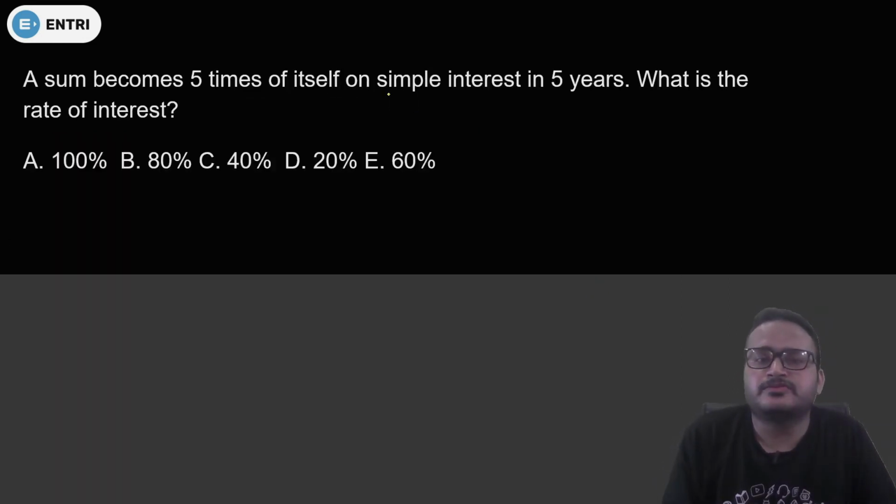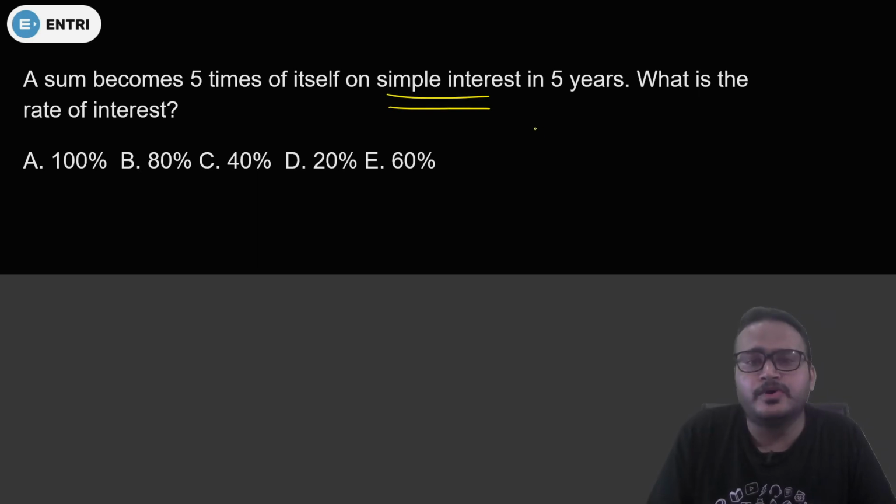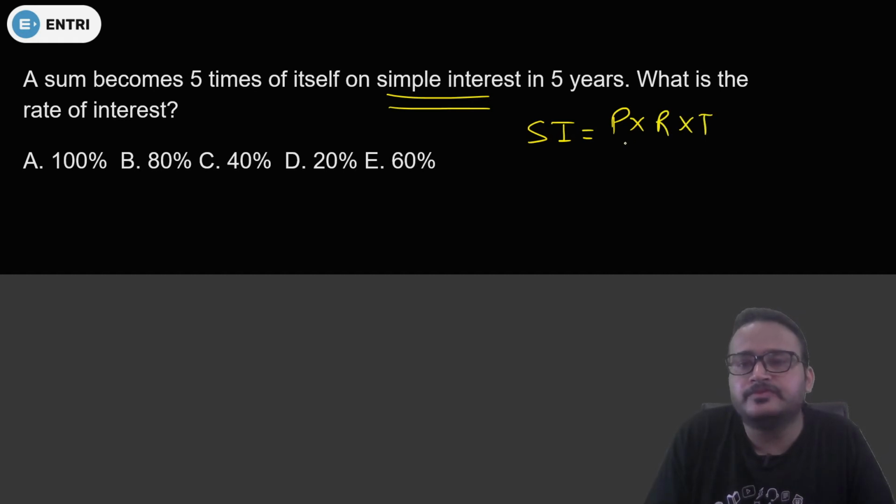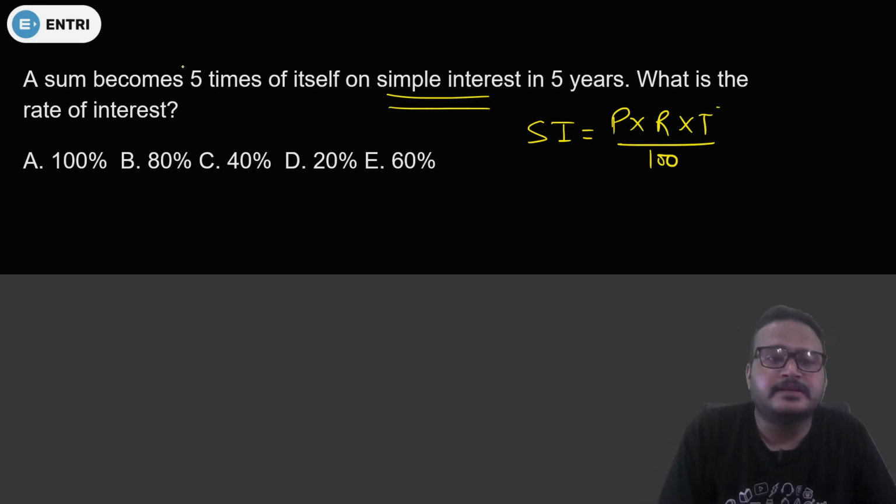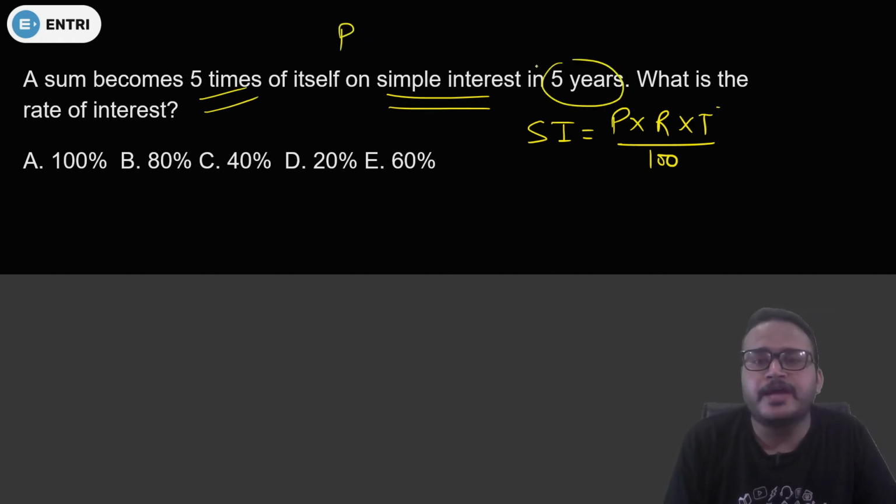Simple interest. So this question is from simple interest, and we all know that SI, simple interest, is what? Nothing but PRT by 100, where P is principal, SI is simple interest, R is the rate of interest, and T is the time in years. Okay, T is year. So guys, a sum becomes 5 times of itself. That means if there is a principal P, then after 5 years, this is the value of T. After 5 years, this will become 5P.